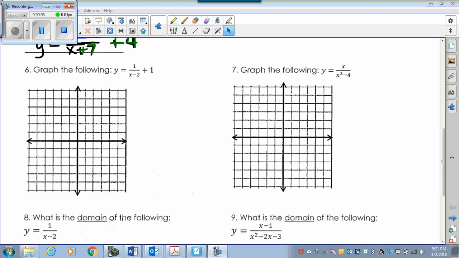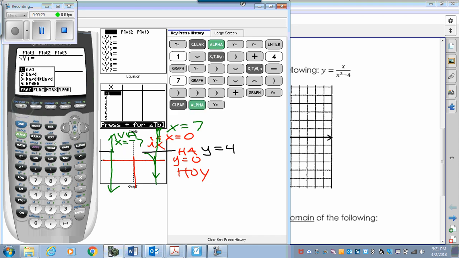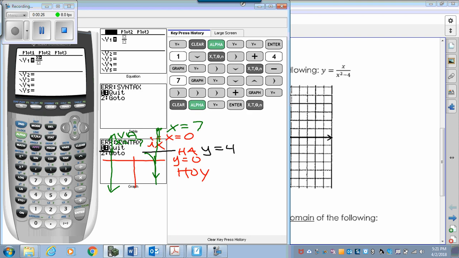Okay, so now we're going to graph number 7. What we'll do is we'll put this into our calculator and see what it looks like. I've got x over x squared minus 4. So I'll do y equals, clear that out. I've got a rational equation, so it's a fraction. So I've got x over x squared minus 4. All right, and I'll graph that and see what it looks like.